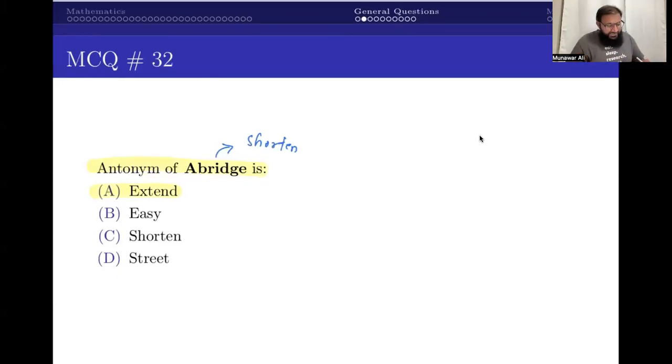bigger. Option B is easy, which is not the correct option, since it is not going to be related to extension. Shorten is going to be the synonym of average. We have to find the antonym, and street is either the street or you are going to move towards some sort of a street, so it's not going to be our correct option.